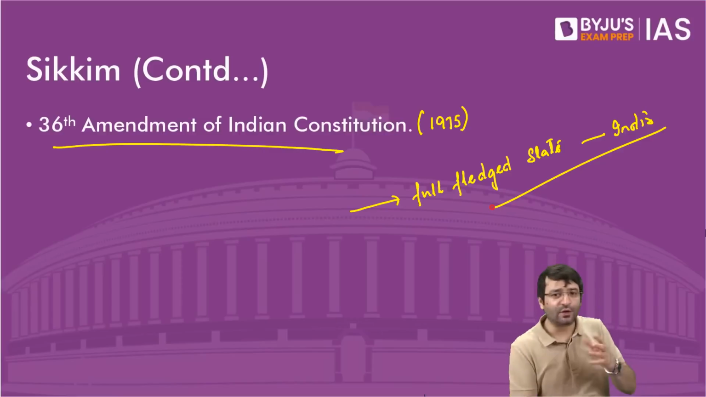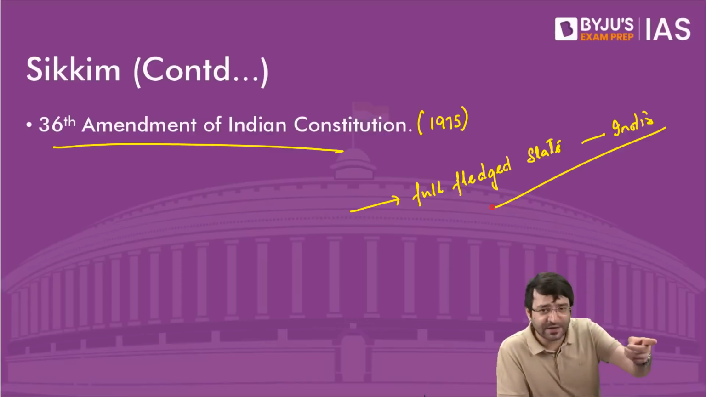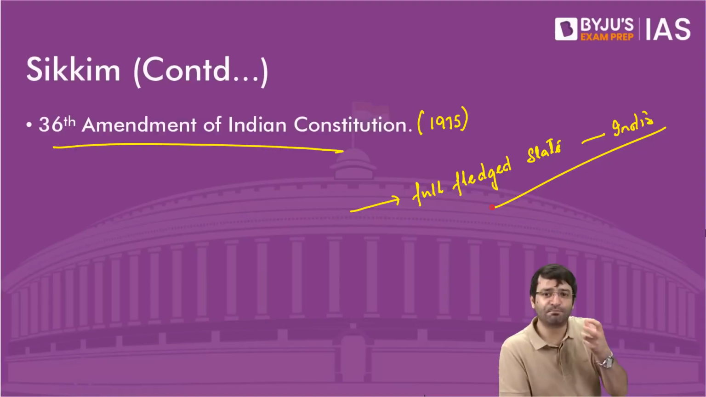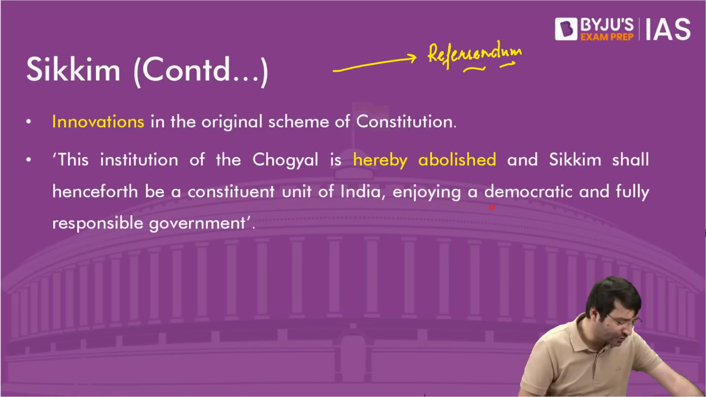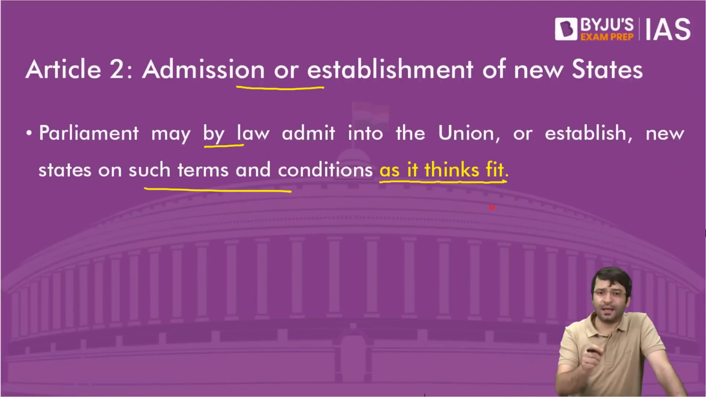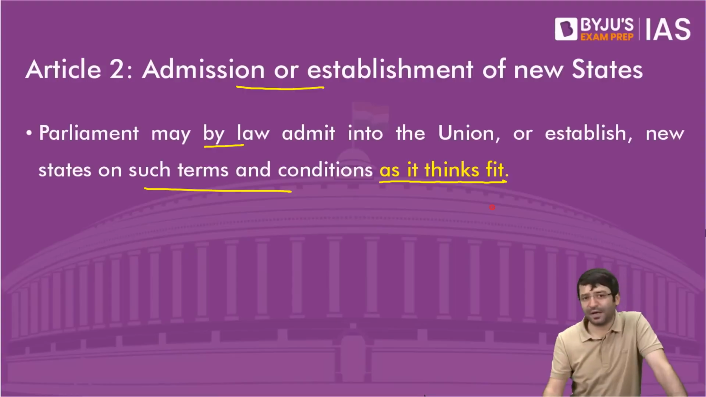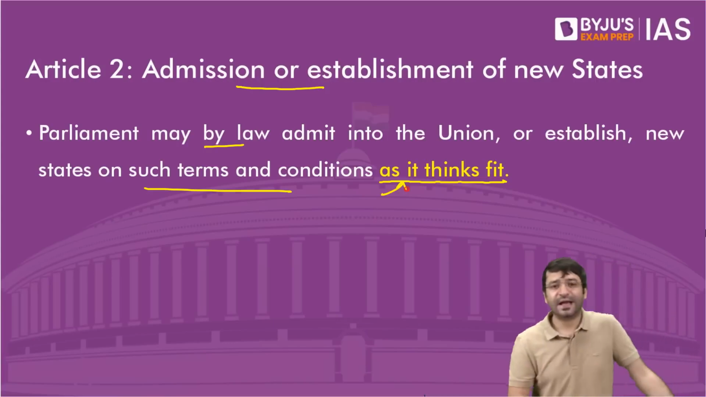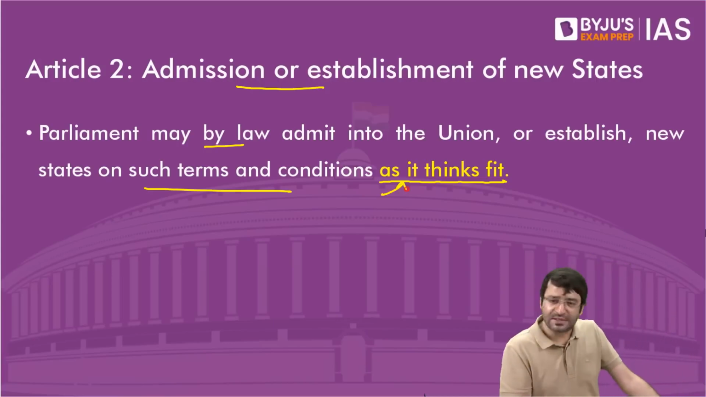And now nobody can question India because we have the referendum results in Sikkim, where the overwhelming majority of the people in Sikkim have said, we want to be an integral part of India. Long story short, what is Article 2 of the Constitution? Parliament may, by law. What can Parliament do? It can enact a law. And through this law, it can admit into India, it can establish new states on such terms and conditions as it thinks fit. One such example is that of Sikkim. Any questions as of now?